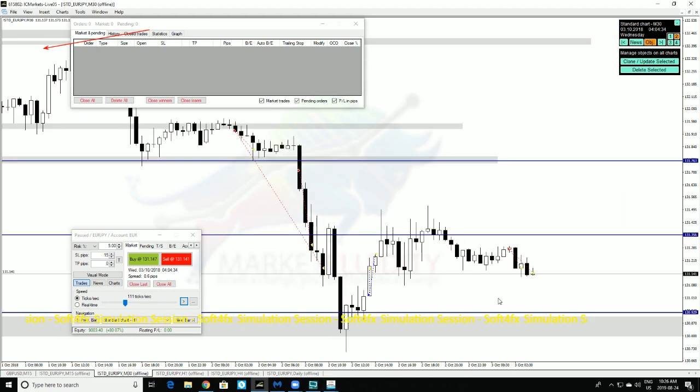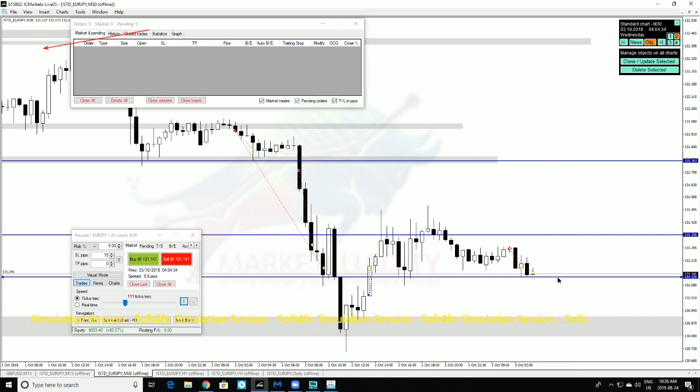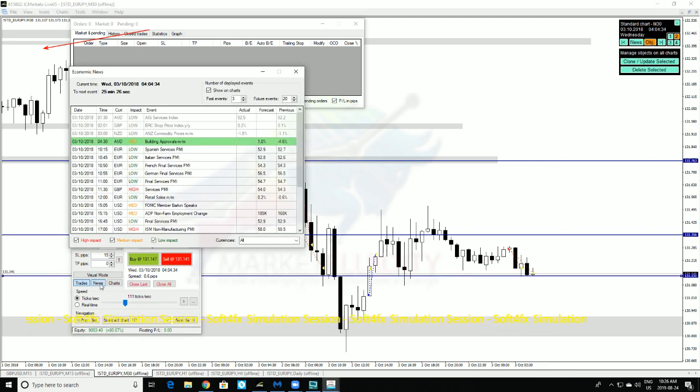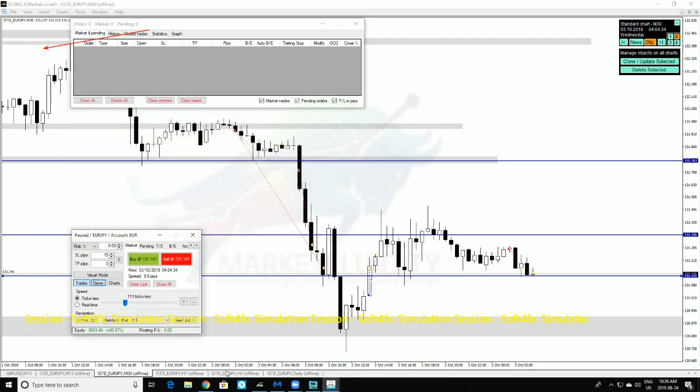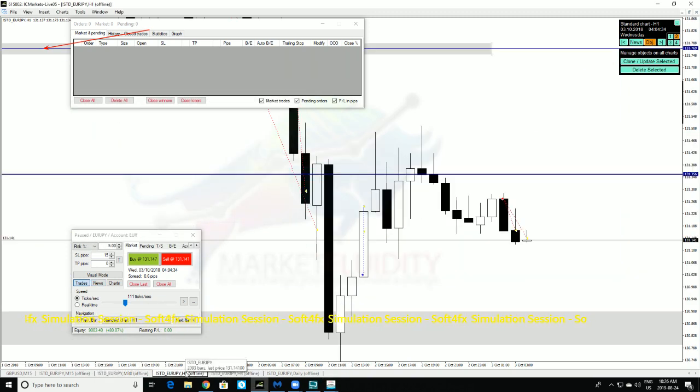Look on the 30 minute, no wick at the bottom. It also closed above, it also closed at the support, right over here. And if you check the news, there's no news. There's relatively no news here at all. Yeah, there's no wick at the bottom.